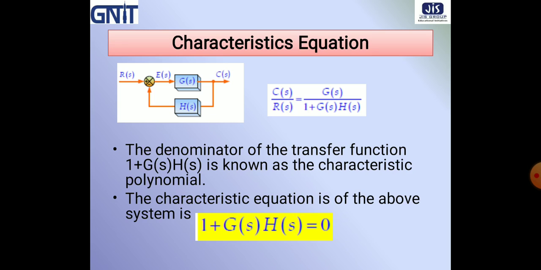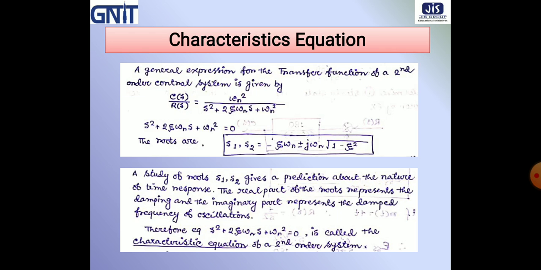Now what is characteristics equation? This is the characteristics polynomial, and the characteristics equation is like this: 1 + G(s)H(s) is equal to 0. This is our characteristics equation. Now why is it called characteristics equation? To understand this, let us take one example, that is a standard second order underdamped system transfer function.